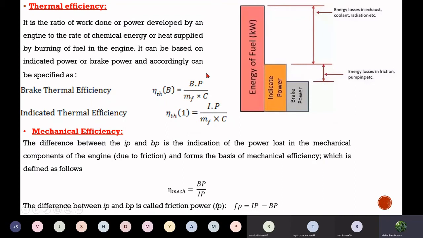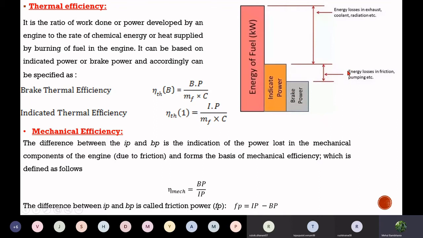And what is the output? Output may be in terms of brake power or maybe in terms of indicated power. So based on that, we can identify either brake thermal efficiency or indicated thermal efficiency. Indicated thermal efficiency is the one in which output is indicated power, while in the case of brake thermal efficiency, output is brake power. So this is the efficiency based on thermal calculation, how the energy is converted in the combustion scenario.